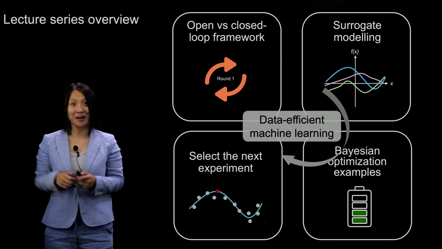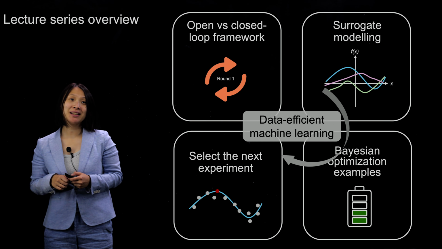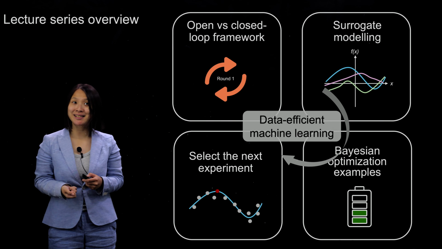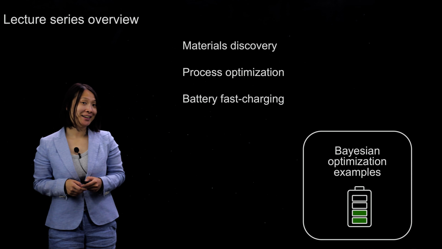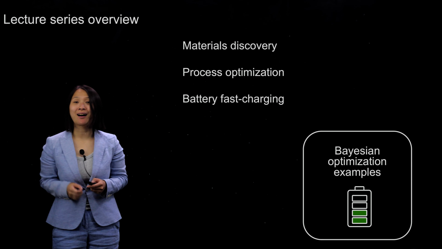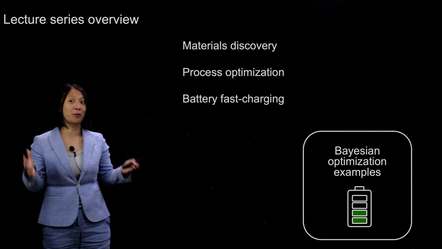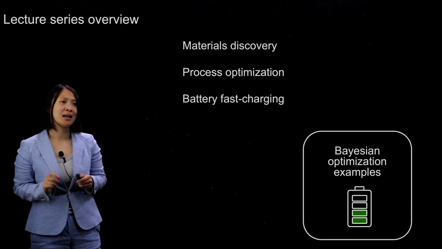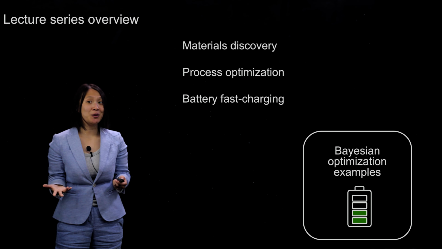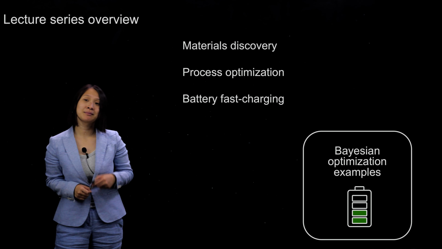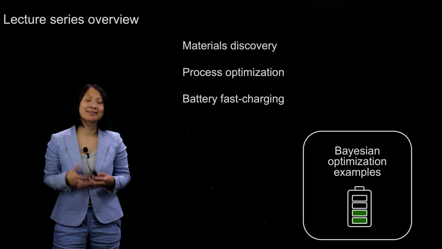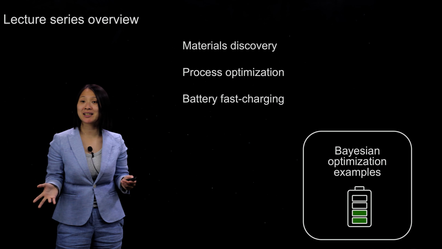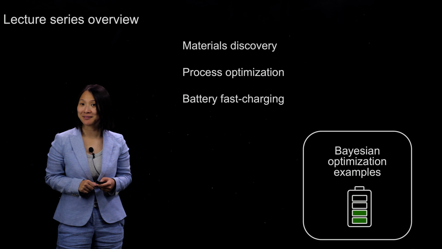Hello everyone, welcome back. Today we are continuing exploring closed-loop optimization. In particular, we're going to go through a few examples on Bayesian optimization in real-world research and development projects. We're going to discuss how Bayesian optimization can be used in material discovery, process optimization, as well as at a larger scale for battery fast charging.